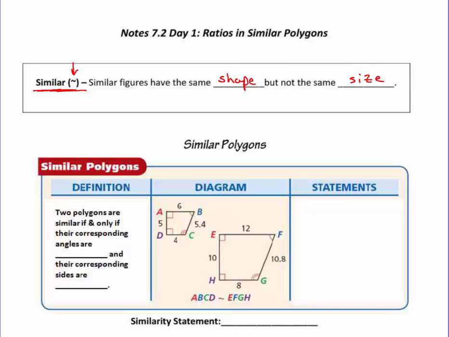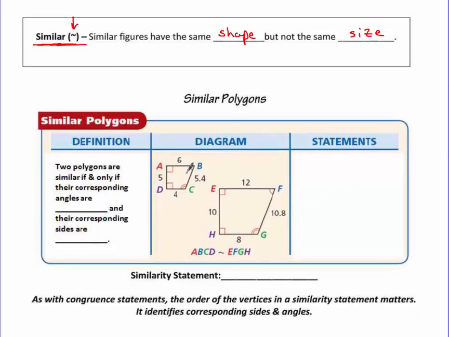So if you look down in this box in the middle of the page, we have two similar polygons. So here we have polygon ABCD and EFGH. And we have this little symbol in between them that tells us they're similar. And remember how the order of the letters mattered? Well, it still matters here. It tells us that AB is similar to EF, CD similar to GH, and all the corresponding sides match up.